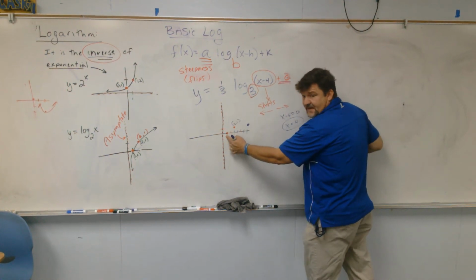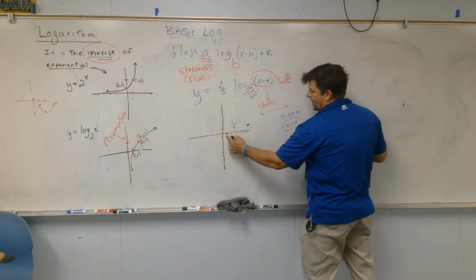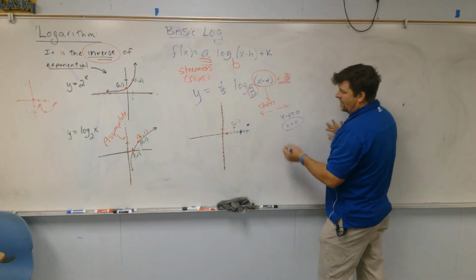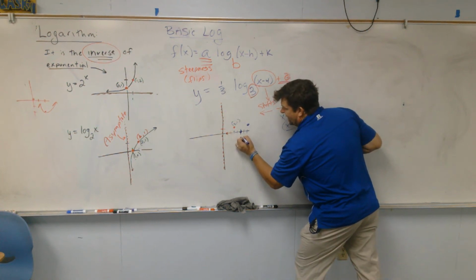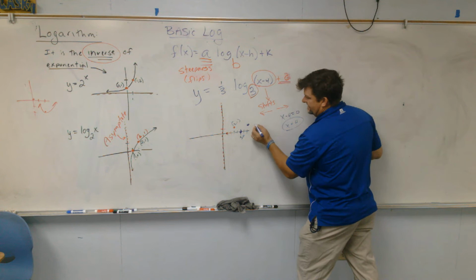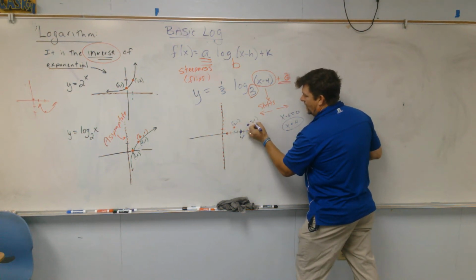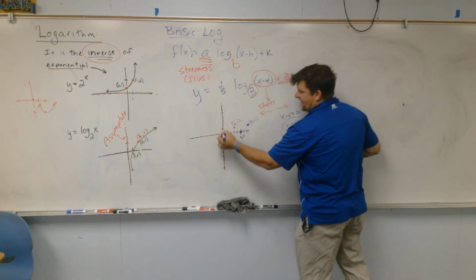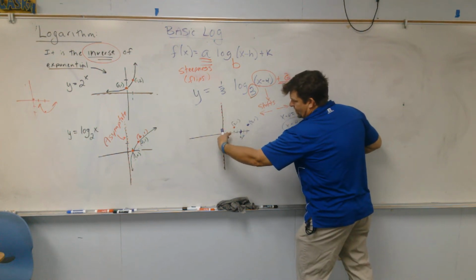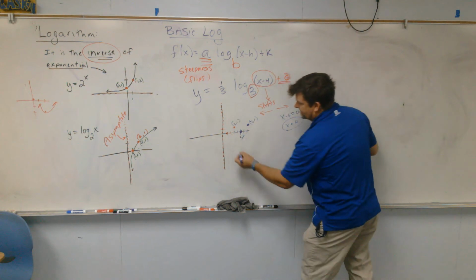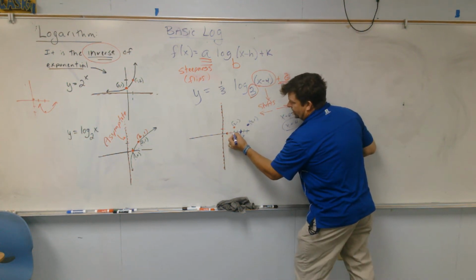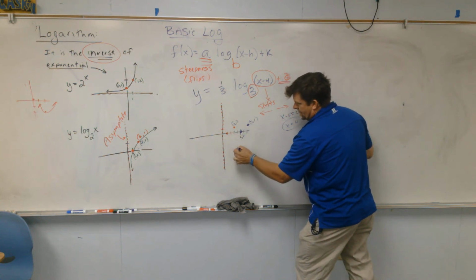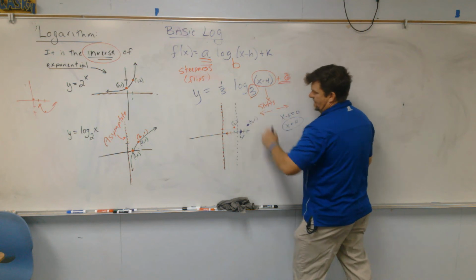And then I've got to take this base point and move it to the right 4. 1, 2, 3, 4. So now I'm at 5 and 0, and I'm at 7 and 1. Those are my new points. I also have to take this asymptote here, and I have to move it to the right 4. So I'm going to go 1, 2, 3, 4, and then I'm going to draw my dotted line right here.